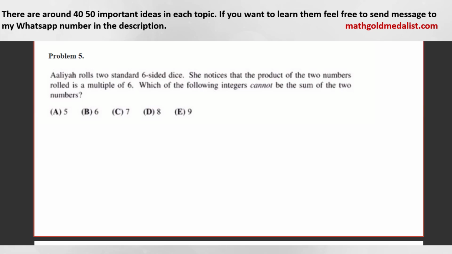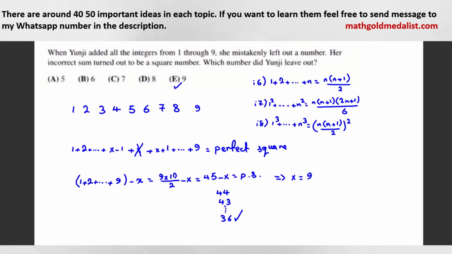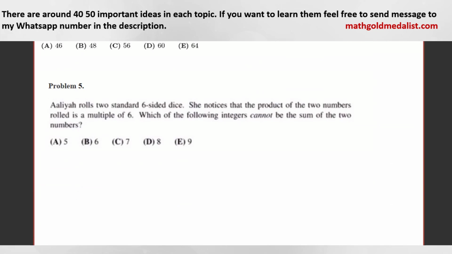Okay, problem 5. It says Alia rolls 2 standard 6-sided dice. She noticed that the product of the 2 numbers rolled is a multiple of 6. Which of the following integers cannot be sum of 2 numbers? Okay. For this one, I told you how many ideas? 8 ideas. So, idea number 9, casework. That is so much useful in AMC problems, AMC 8, 10, 12, and also AIME. So here, what can we say?